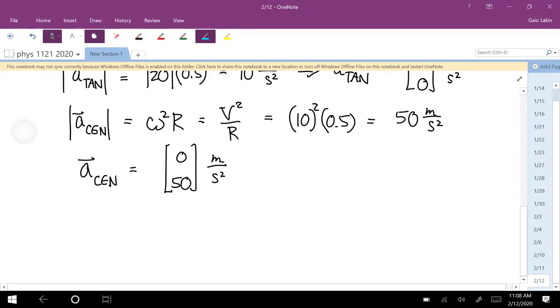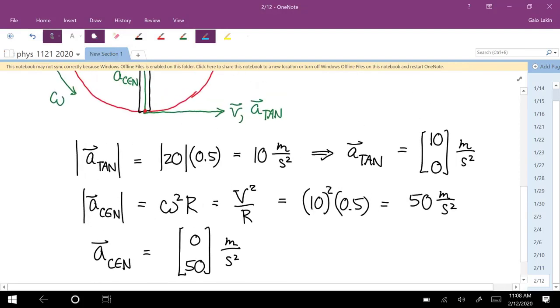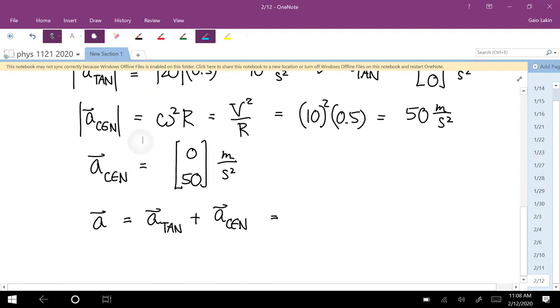And then the last step is the total acceleration is the sum of the tangential and the centripetal. So that's 10 for x, 50 for y.